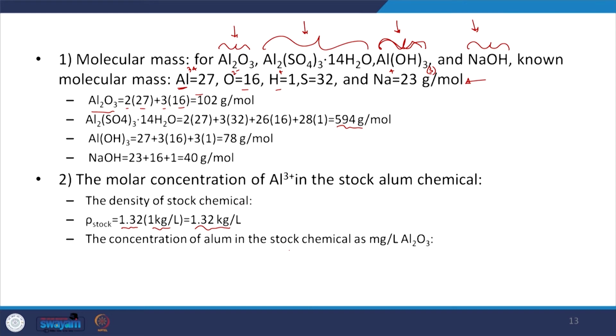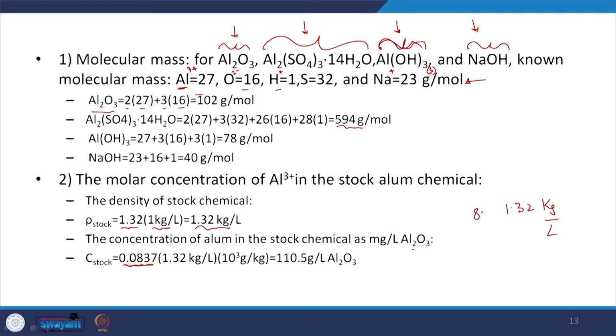And the concentration of alum in the stock chemical as milligram per liter of Al2O3, right. And I think we know that around 8.37% was present as Al2O3. Yes, 8.37 by 100 is 0.0837. So, this much of your particular solution is present as Al2O3. So, I have 1.32 kgs of that stock solution per liter, but I know that 8.37% is the Al2O3 by mass, and then 10 power 3 grams per kg.